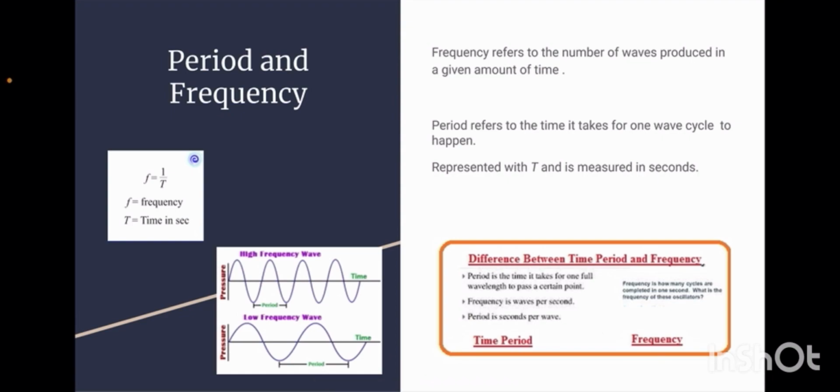Frequency refers to the number of waves produced in a given amount of time. Period refers to the time it takes for one wave cycle to happen. It is represented with a T and is measured in seconds. This is an example of a wave.